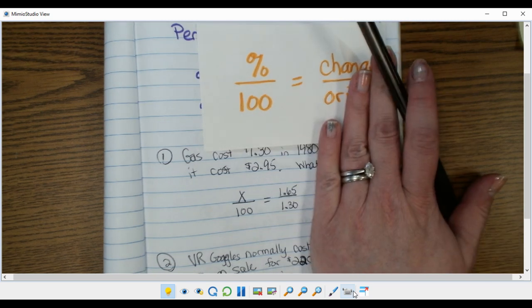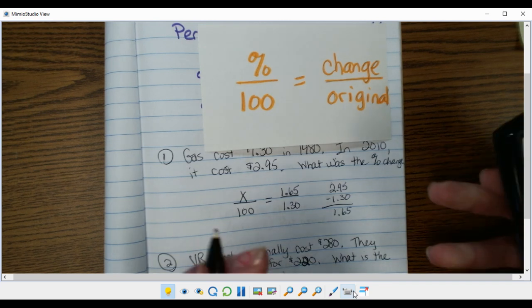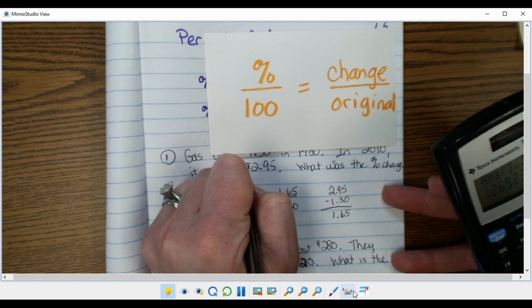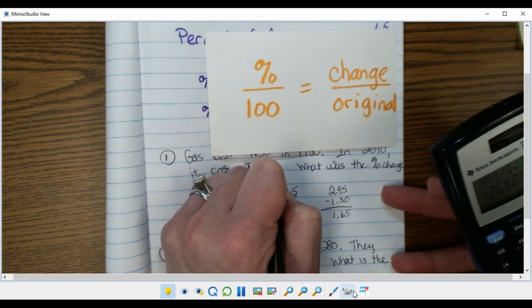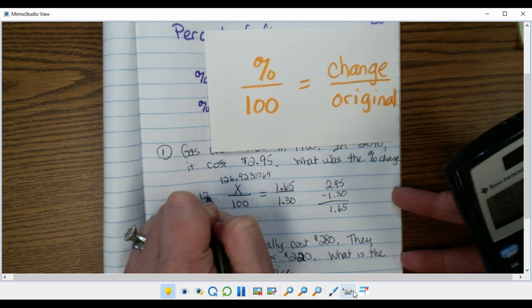I can cross multiply. $1.65 times 100 and divide by $1.30. I get 126.923076. I don't need all of that. I'm just going to call it about 127%.